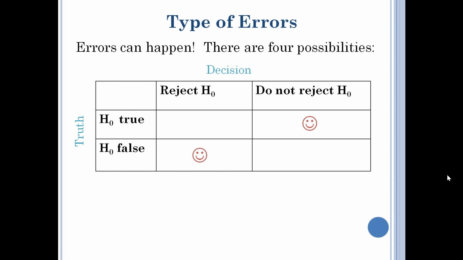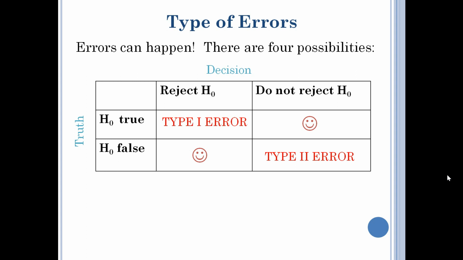Type 1 error happens when you reject a true null. There isn't any evidence, and you rejected the null. This is type 1 error. Type 2 error happens when you fail to reject a false null. There is evidence that something's happening, but you fail to see it.